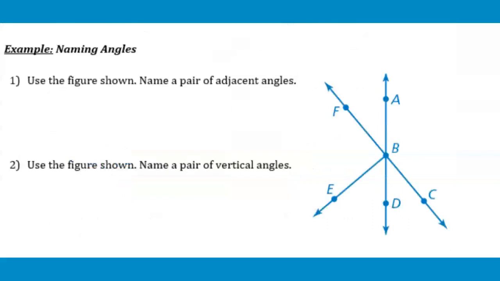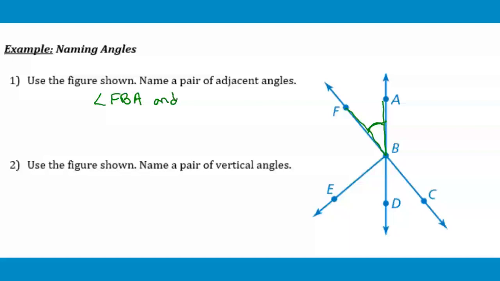So let's take a look here at an example. How do I name these when I have a figure as such on the right? Name a pair of adjacent angles. Well, the first thing to do is name one angle. So I see an angle right here. And that angle, if I start from an outer point to the inner point to an outer point, would be angle FBA.